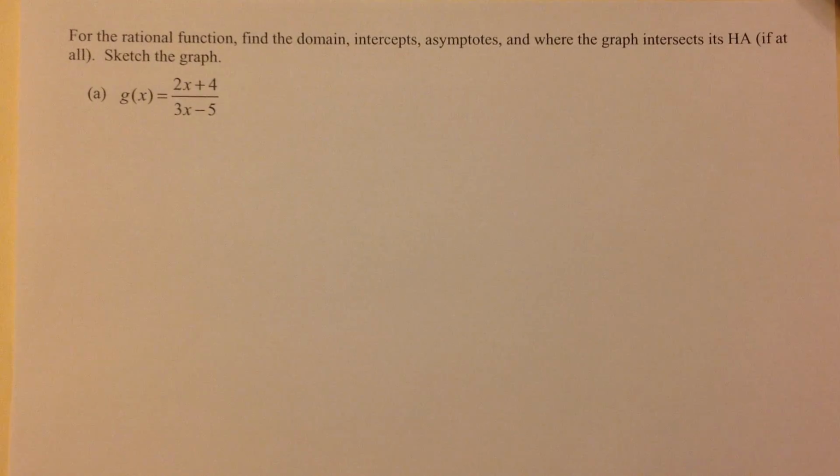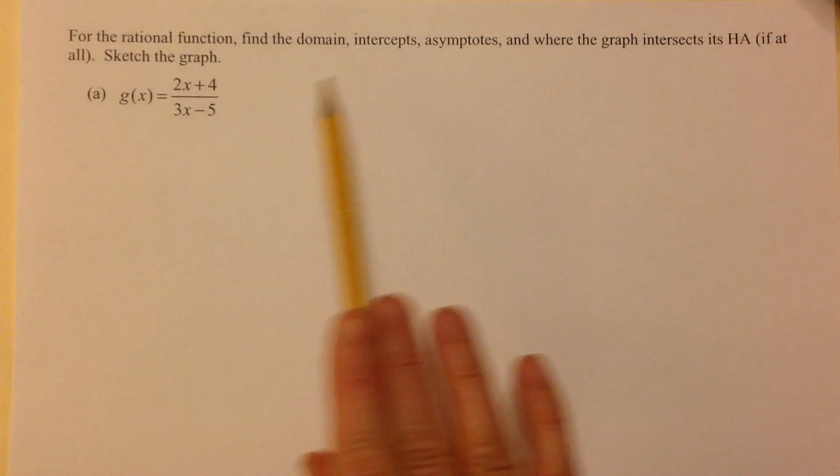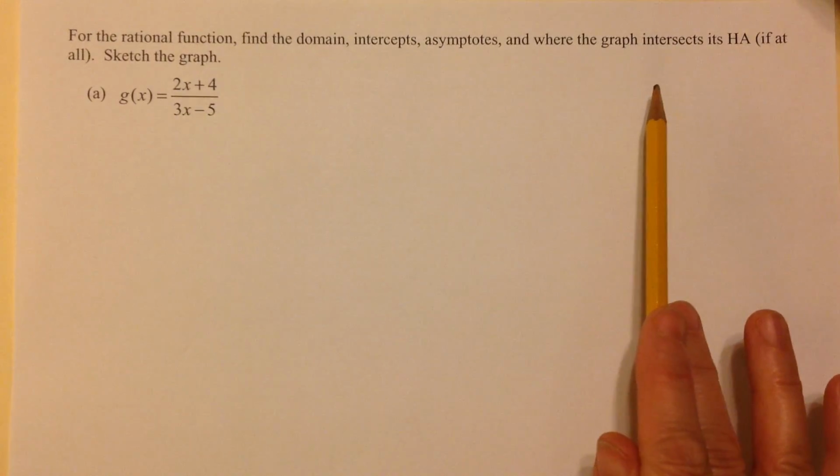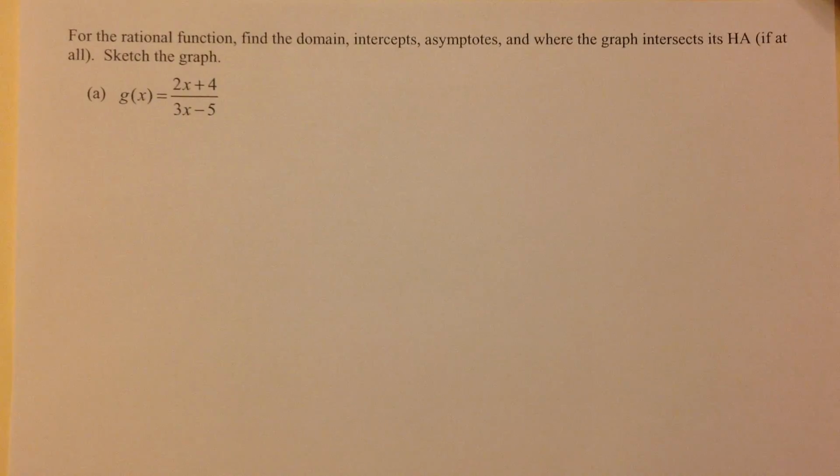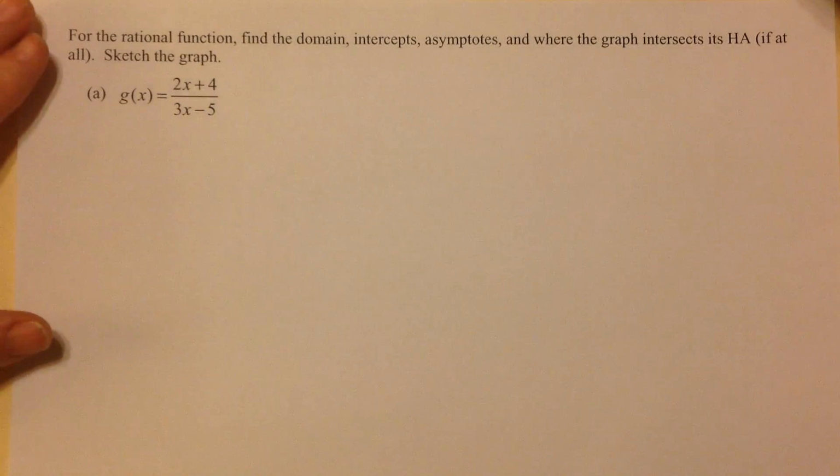We have a rational function and we're asked to find several things: domain, intercepts, asymptotes, where the graph intersects its horizontal asymptote if it does at all, and then tie that all together to sketch. Okay, so our first one is 2x plus 4 over 3x minus 5.